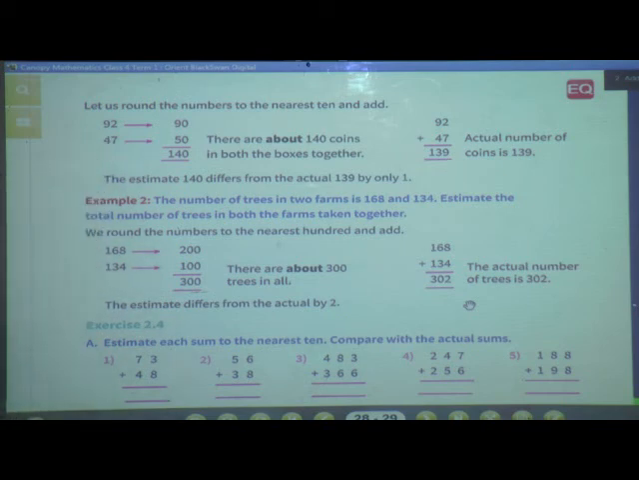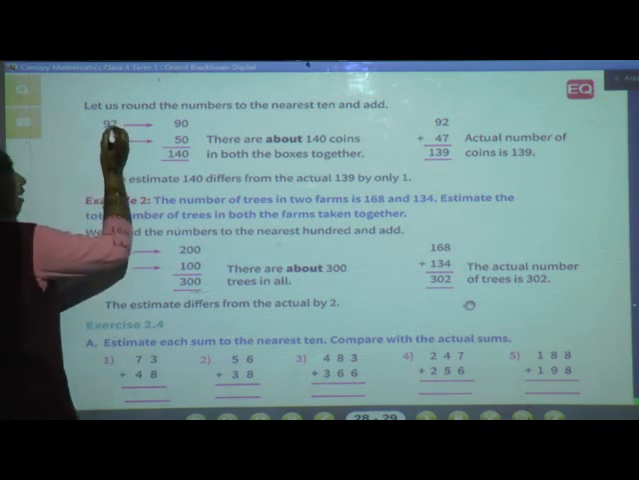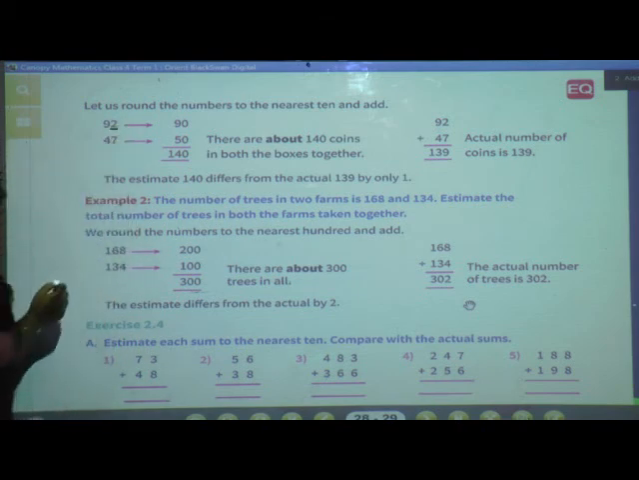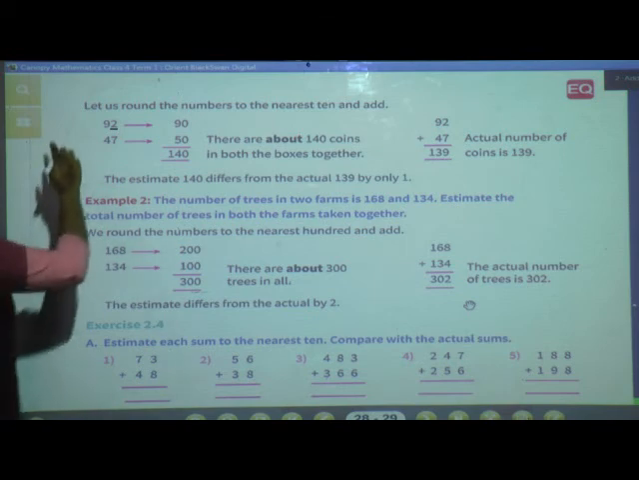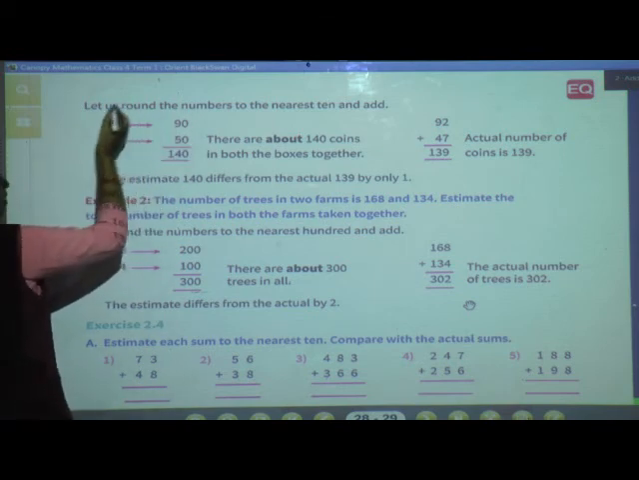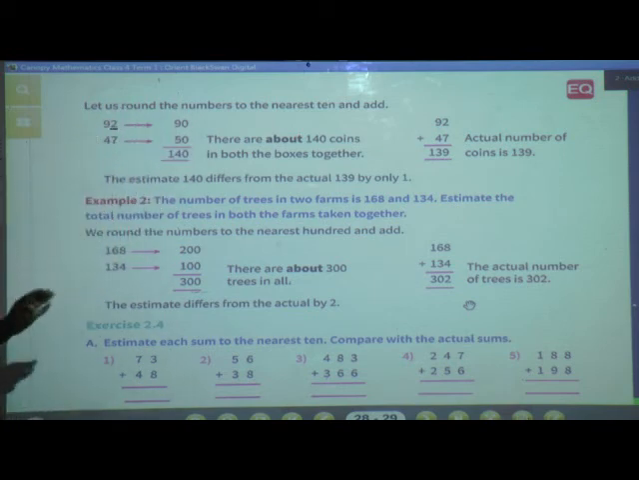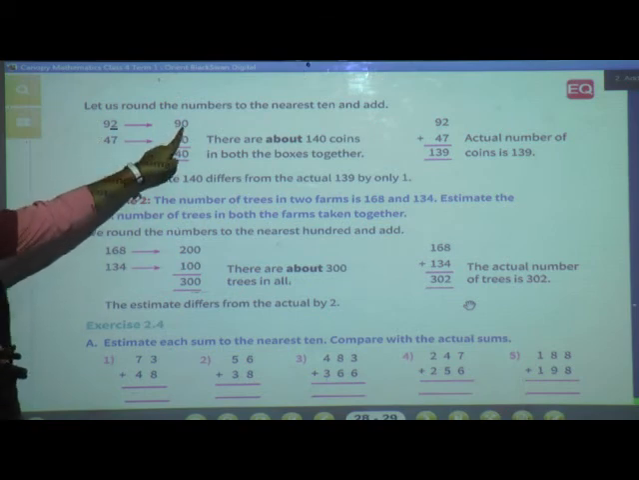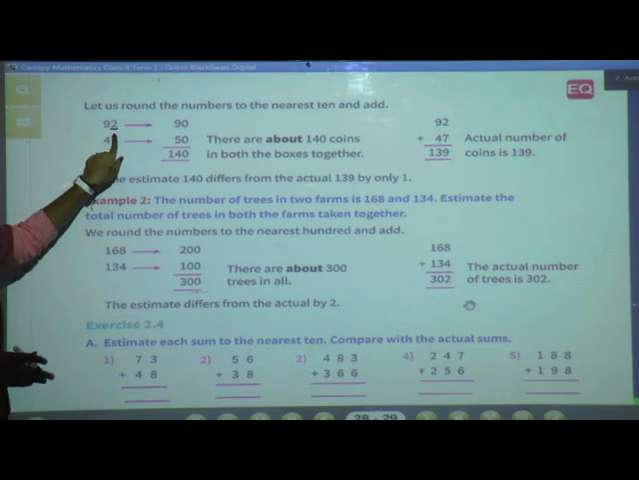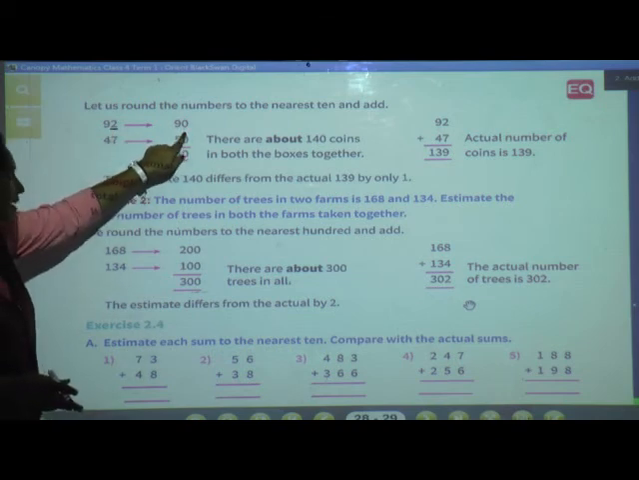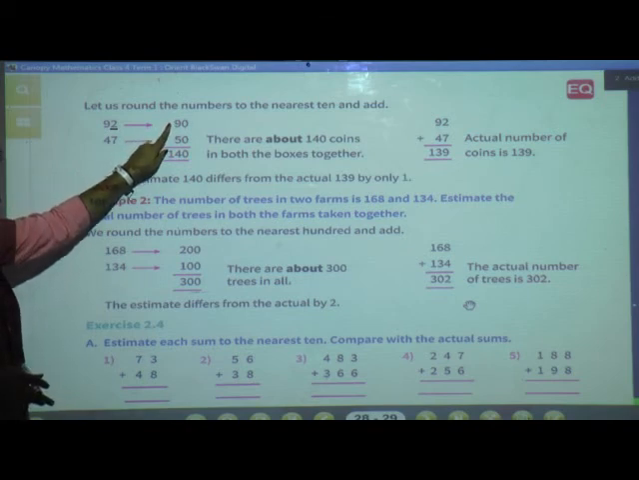Whenever we are rounding to the nearest 10, you have to look at the ones place. What is there on the ones place? 2. If it is 4 or less than 4, write 0 on the ones place without changing anything on the tens place. Keep it the same number. So it is 2, of course less than 4. So we will write 0 on the ones place without changing the tens place.